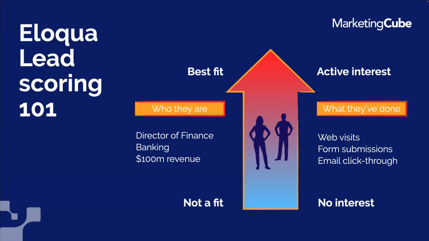So our goal is to move them from a not a fit and no interest to best fit and active interest. Now, of course, some are going to fall away. That's fine. We understand that. But what we're trying to do is to really provide campaigns that will address people with specific content that will help bring them to the surface and hence become that marketing qualified lead that we're looking for. So a hot lead could be another way to look at it.